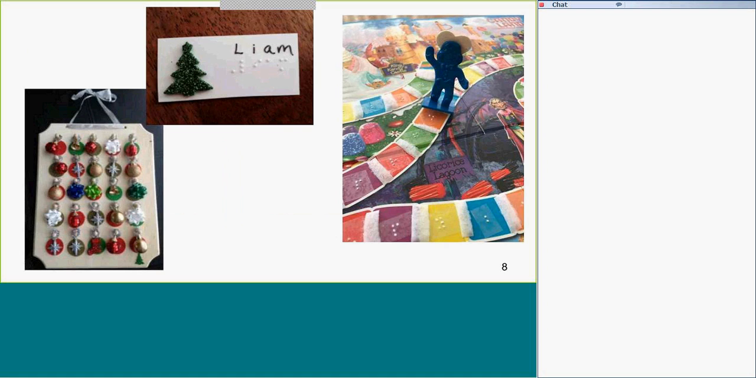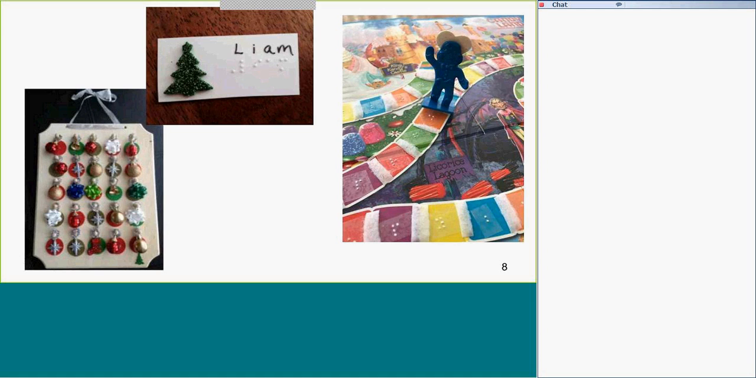Here's what I've done at home. The first time every year, I make Christmas labels to put on the presents, like little gift tags. His are accessible to him. I put his name in braille. I put little Christmas stickers that are tactile that he can feel.